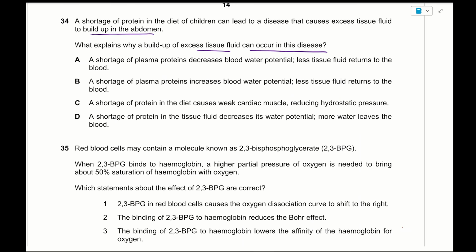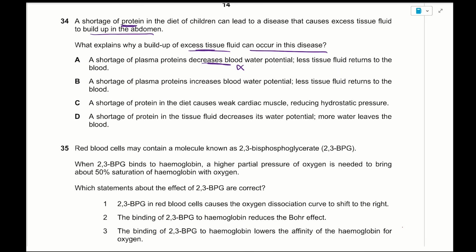Now, first of all, you have to know that the composition of plasma is mainly protein. And by having a shortage of protein, this means that the water potential in the plasma increases, therefore causing extra tissue fluid. Therefore, tissue fluid accumulates, causing buildup in the abdomen. Now, let's start with A. A shortage of plasma proteins decreases water potential. This is incorrect. It increases the water potential.